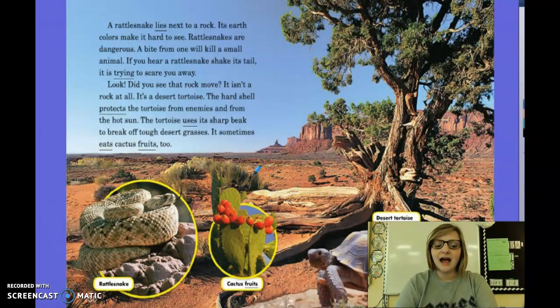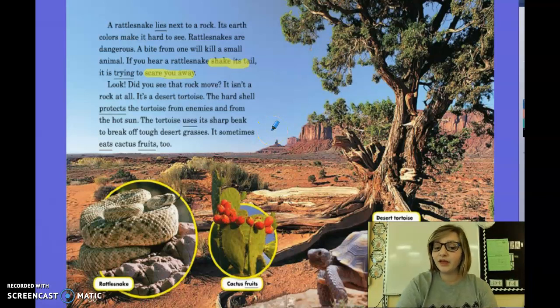So let's think. How are the rattlesnake and the desert tortoise alike? And how are they different? So first, let's find some things that we know about the rattlesnake. Try to find some text evidence. I think this first paragraph talked a lot about the rattlesnake. So what are some things that make the rattlesnake the same as the tortoise? Well, let's see. I see that the rattlesnake shakes its tail to scare people away. That tells me it's trying to protect itself by shaking its tail.